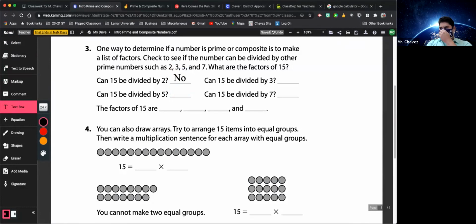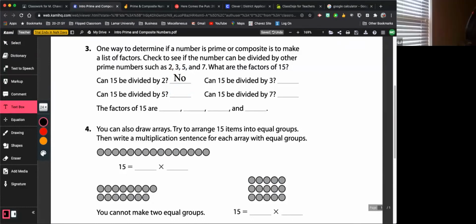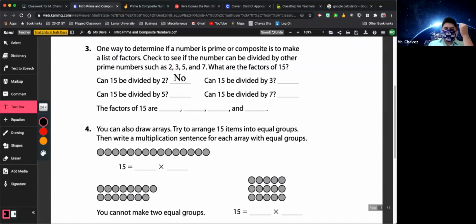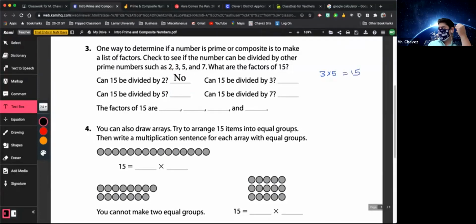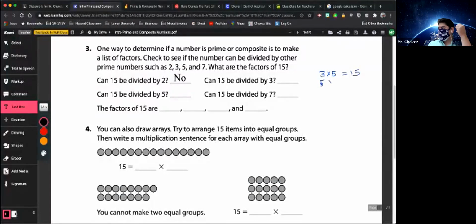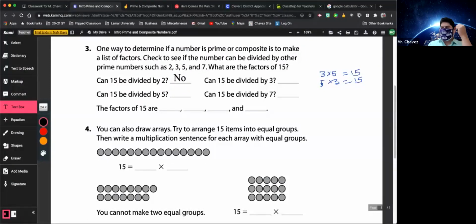Now let's go over here. Can 15 be divided by 5? Can I do that? Yes or no? Yes, because remember one of the factors was I can get 3 times 5, that equals 15. Or I can get 5 times 3, and that'll give me 15. You see?